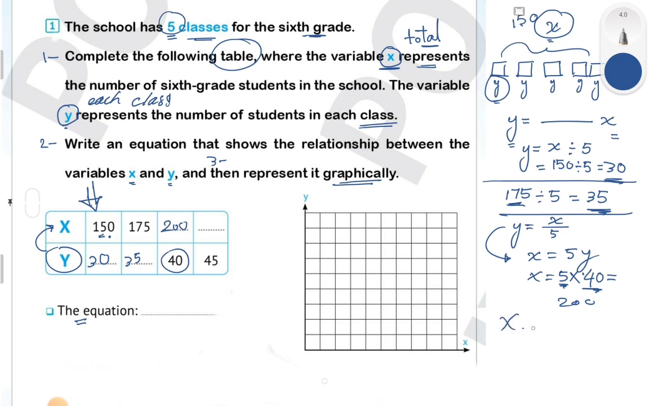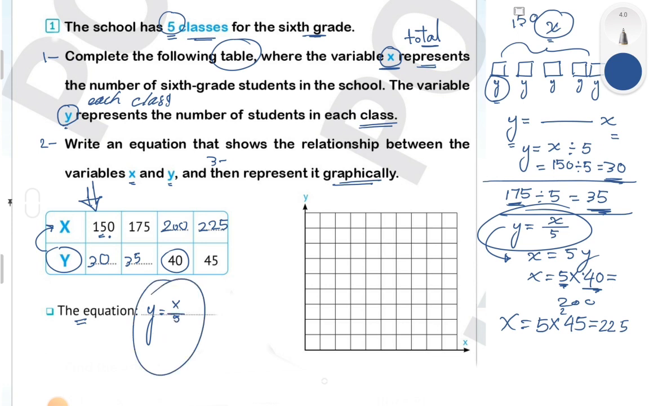Another one, x equals what when y equals 45? 5 times 45. Okay, 5 times 5, 25. Carry 2. 5 times 4, 20. 20 plus 2, 22. So 225. Now I have the equation here: y equals x over 5. That's our equation.